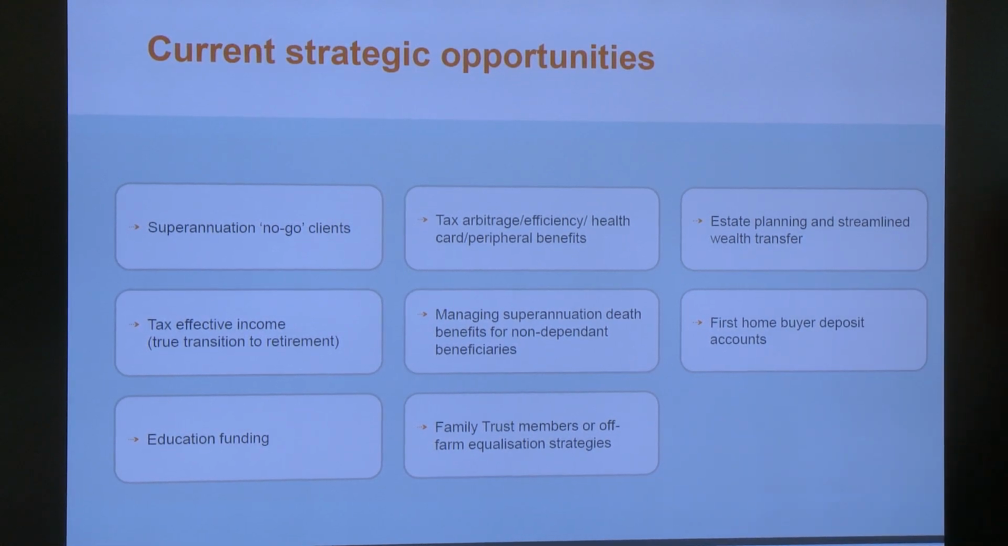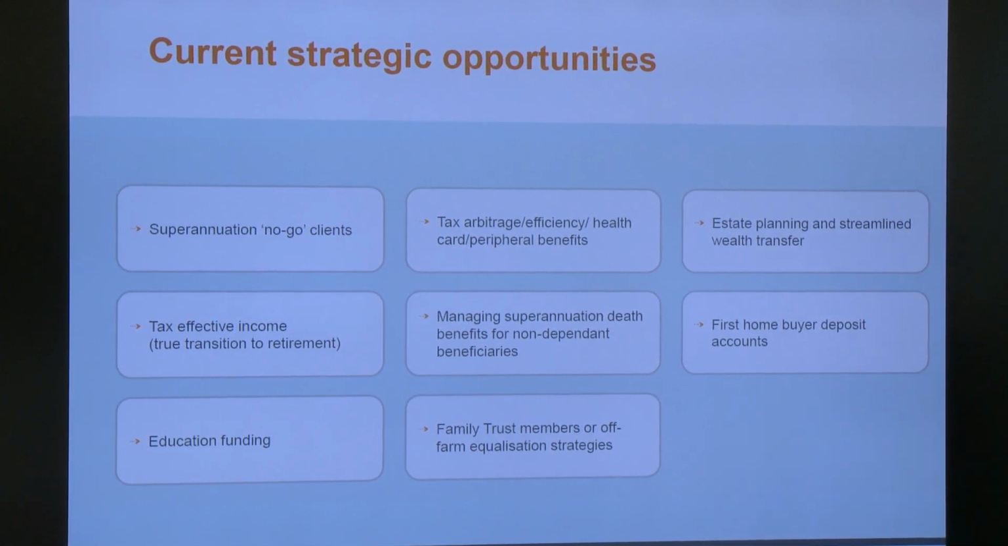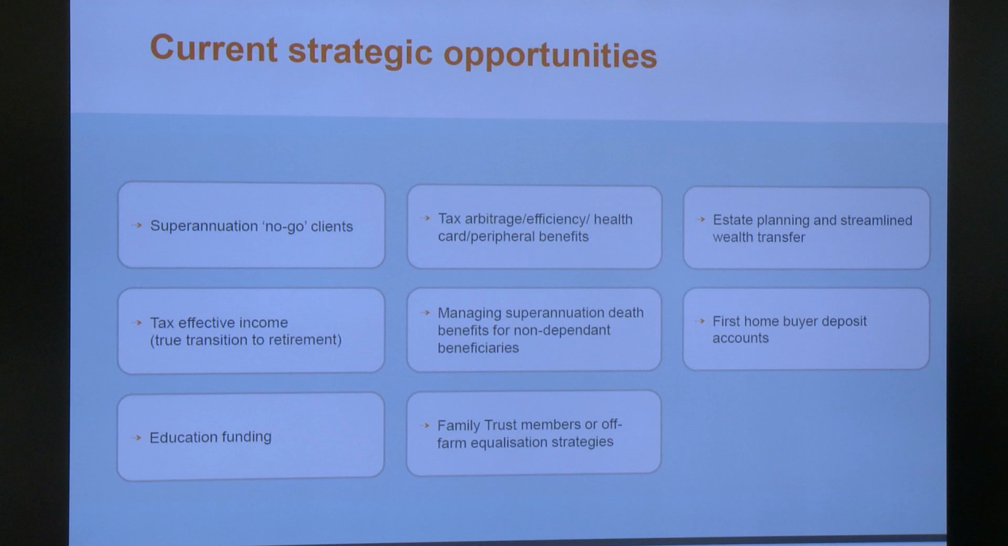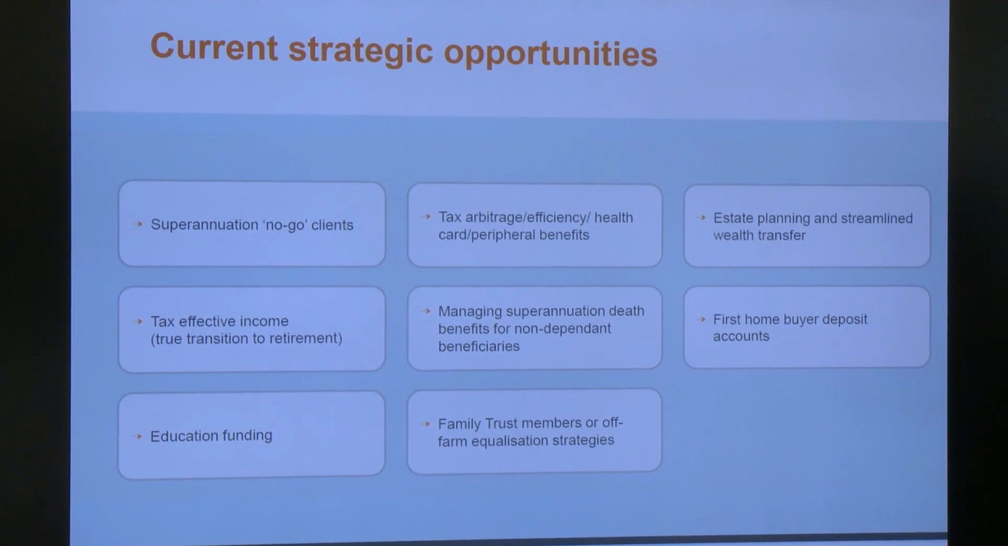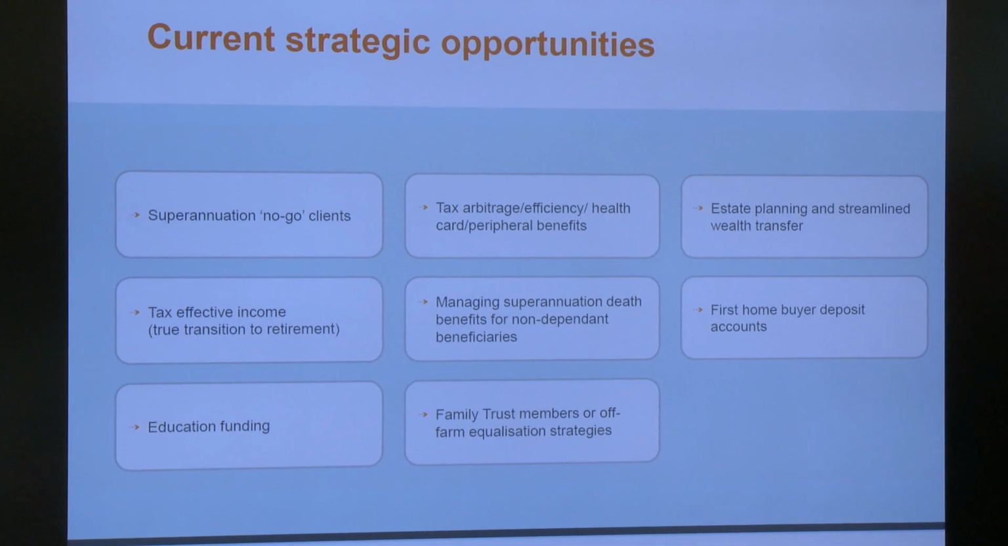The tax arbitrage we talked about before, about reducing your taxable income so that you're not paying as much tax, but also giving you access to some of those peripheral benefits like the seniors healthcare card. And there's also the estate planning and streamlined wealth transfer. Some of the other areas though, tax effective income stream is what we call a true transition to retirement. There has been some changes to super death benefits, particularly from retail super funds, with the abolition of anti-detriment payments, and that affects people that are passing on benefits from super to non-dependent adult children. So you need to be aware of some of those issues.